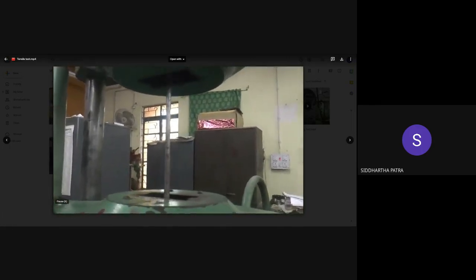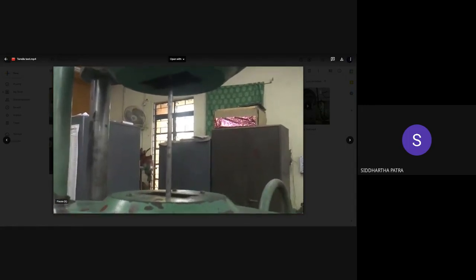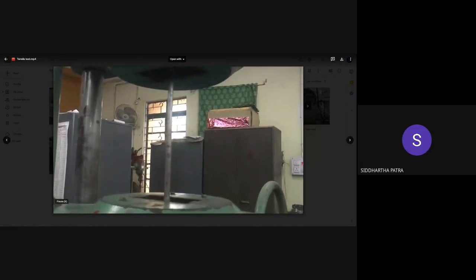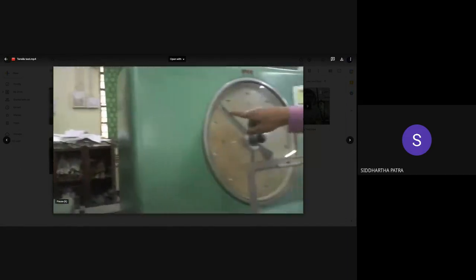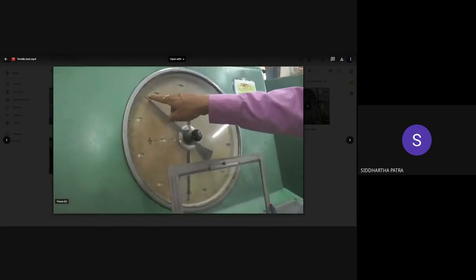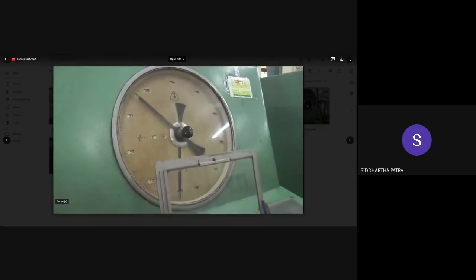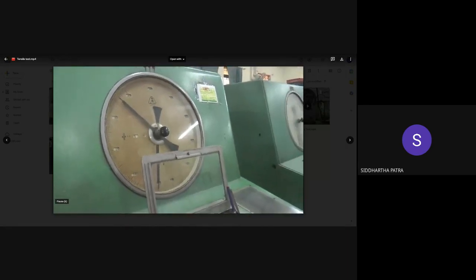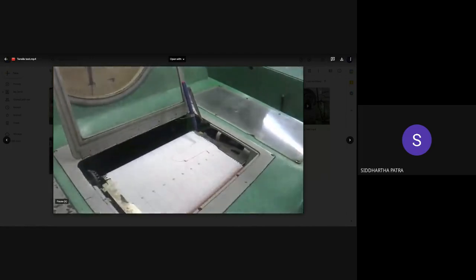So the maximum load value is 36.1, 36 kilonewton. And the breaking load is 32.5.